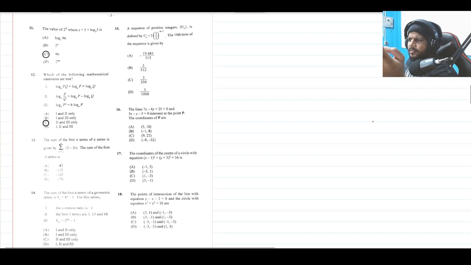Number 13, the sum of the first n terms of a series is given by that. The sum of the first 10 terms is, this is a repeat question. I think the answer for this was negative 115, but we could work it out.